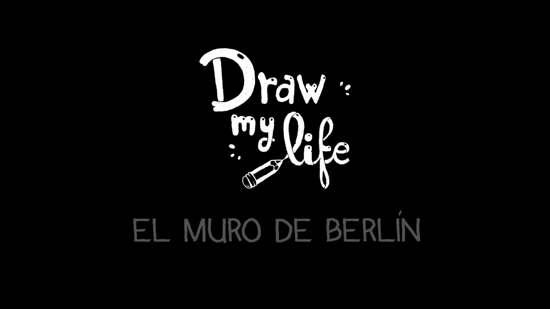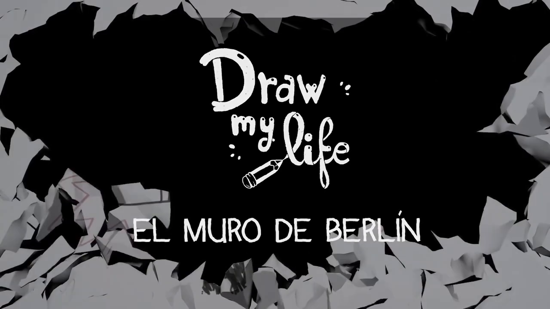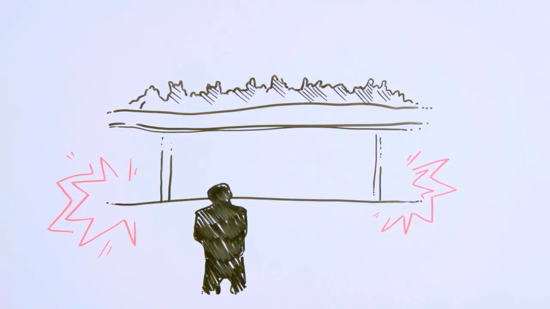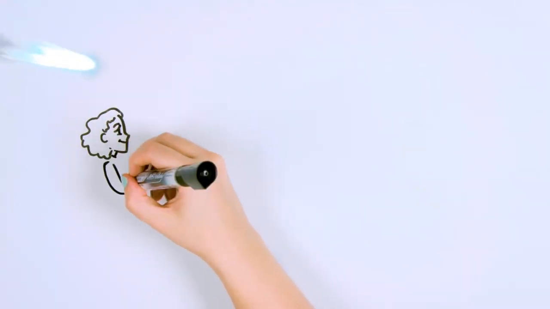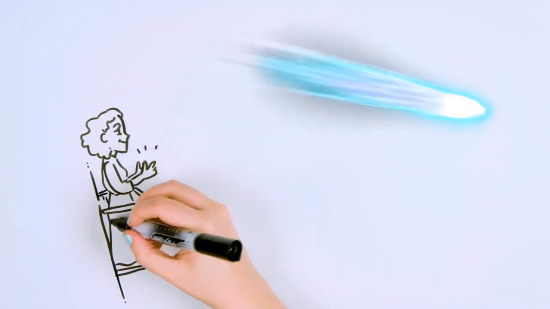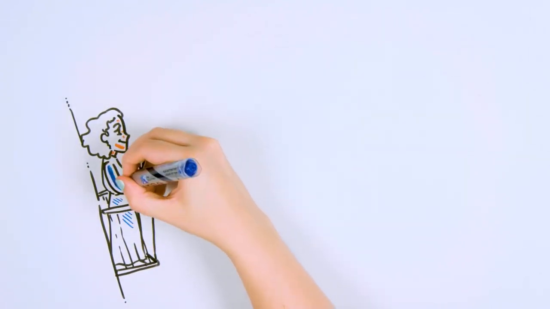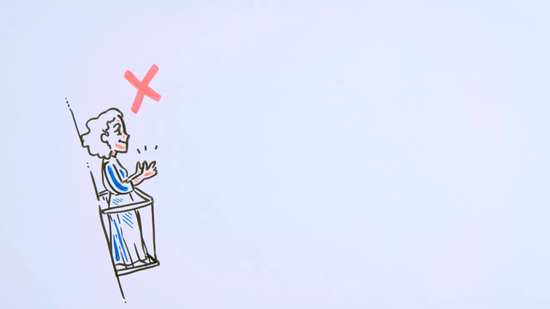Today in Draw My Life, the Berlin Wall. It sometimes happens, just like with Halley's Comet, that the world comes together to fight a common enemy. However, this is not always the case, and there is no need to force our eyes when looking back.